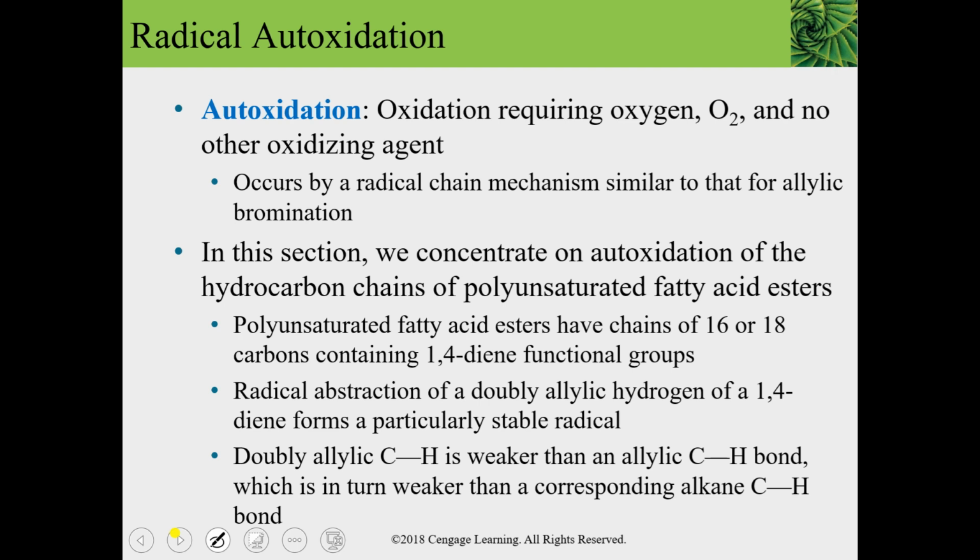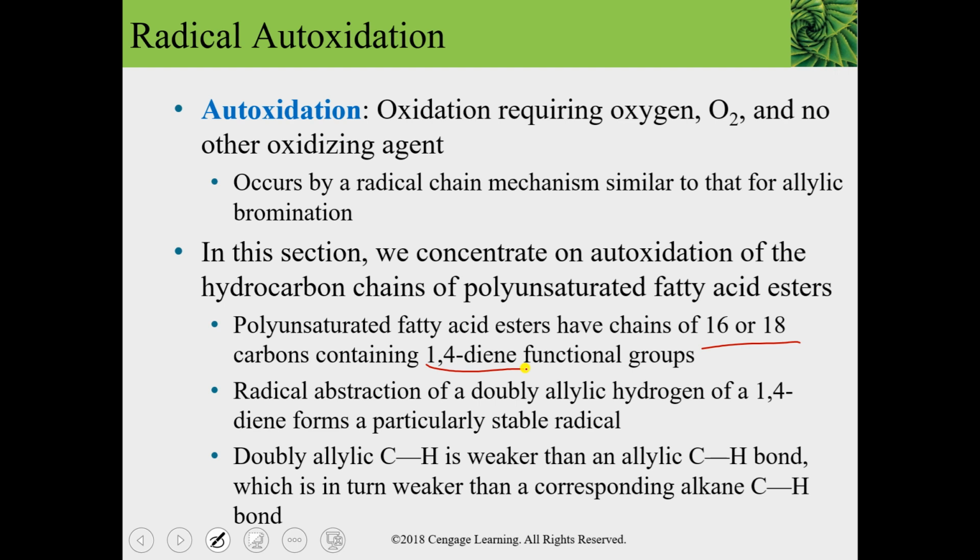So we're going to look at the auto-oxidation of the hydrocarbon chains of fatty acid esters. If I have an unsaturated fatty acid ester, typically we're talking about chains of 16 or 18 carbons that have the 1,4-diene functional group. Radical abstraction of a double allylic hydrogen means there are two allylic carbons involved. Remember, the allylic carbons are the ones next to a double bond, not involved in the double bond. So there must be a 1,4-diene.